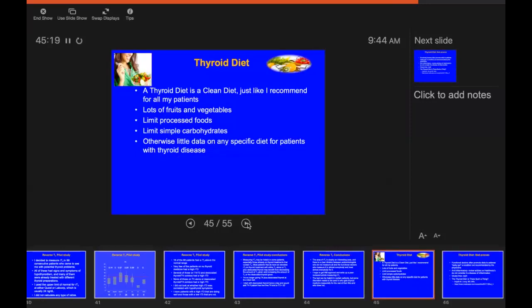Otherwise, I'd say there's very little data, and I try to go by what's published on specific diets for patients. There's a lot of stuff on the internet that's not peer reviewed. Somebody can put anything they want on the internet, trying to espouse a certain diet or a certain food to avoid. But when you look at articles in the literature, there's really very little of this.